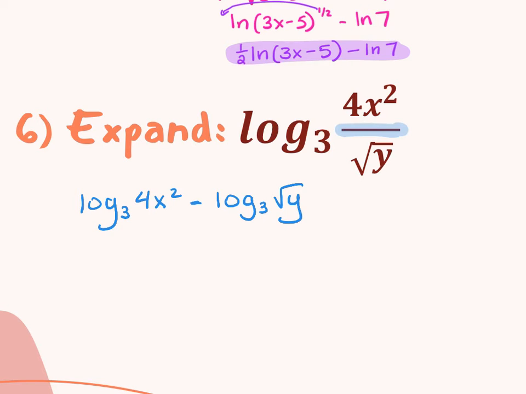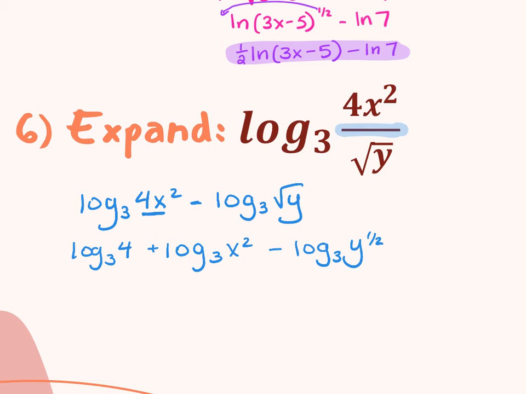Do you move the 2 or the x squared? So here's what's tricky. This is not in parentheses, so the 2 doesn't go to both. Before I move that 2, I have to break apart this product. So log base 3 with the 4, and then log base 3 x squared. Good. So log base 3 of 4 plus log base 3 x squared minus log base 3. How about that square root y? That becomes what? y to the 1/2.